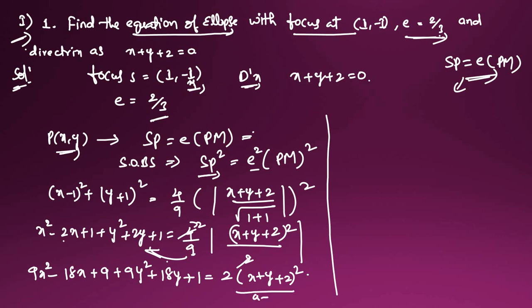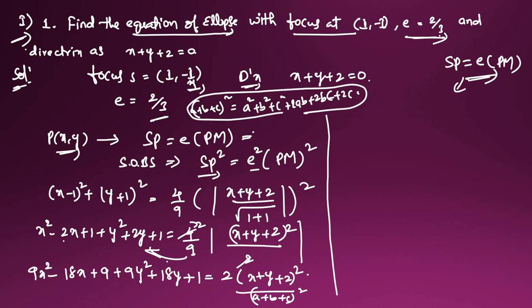So this is (a plus b plus c) whole square. What is the formula? (a plus b plus c) whole square is equal to a square plus b square plus c square plus 2ab plus 2bc plus 2ca. I am writing it here. In this we'll substitute the values, so we'll get the answer for this right side.